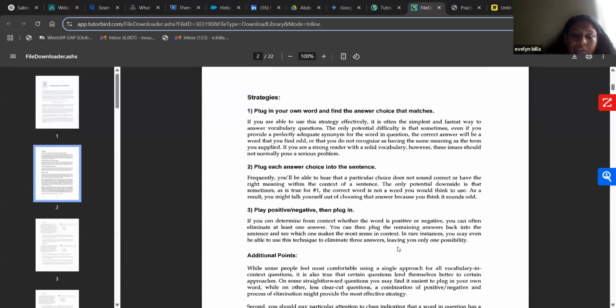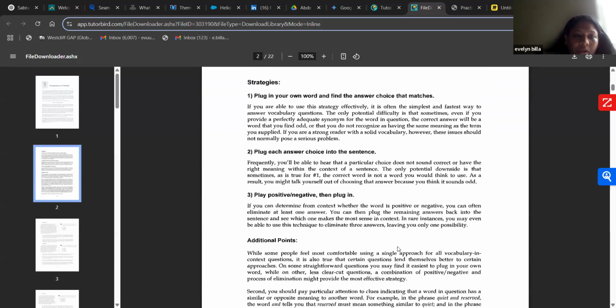Strategies. I'm going to go ahead and pick someone to read. Mahita, do you want to read 1 and 2? I'm going to ask Mahita to read, but someone is going to explain to me what 1 and 2 are.